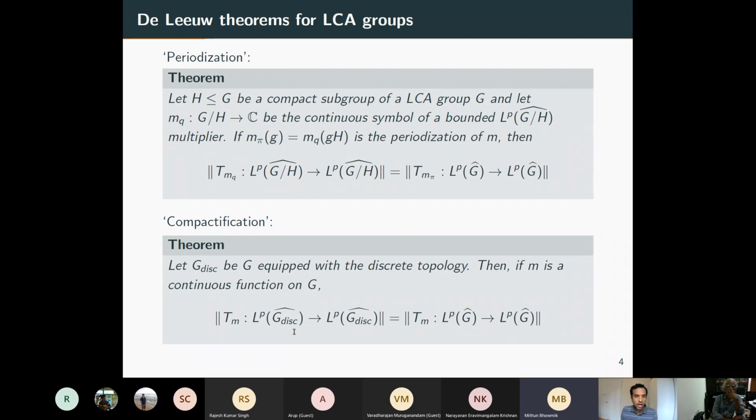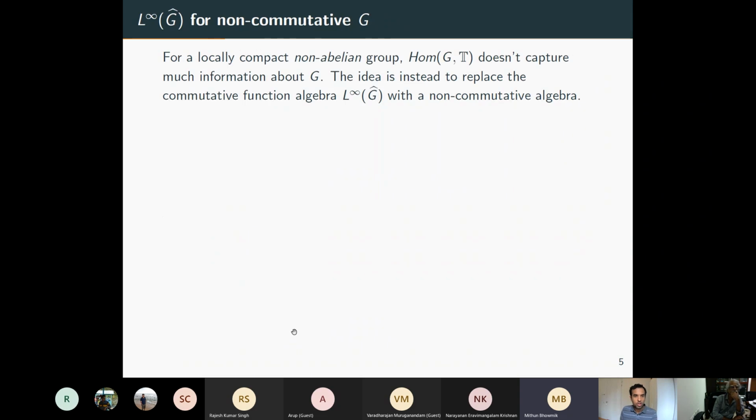Okay. Now to the non-commutative case. If you have a non-abelian group, what can you say? Now you want to replace it. You can't work with homomorphisms from the group to the circle anymore, because they don't really capture much information about the group. In the abelian case, this gave us a lot of information, because these are, after all, the irreducible representations.